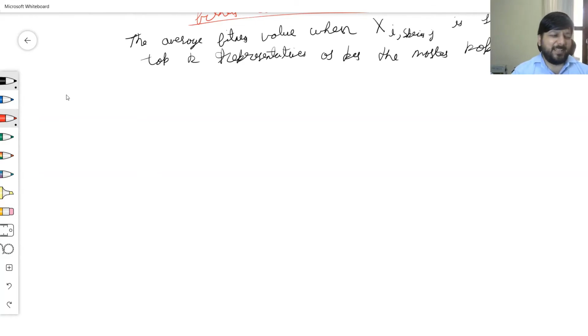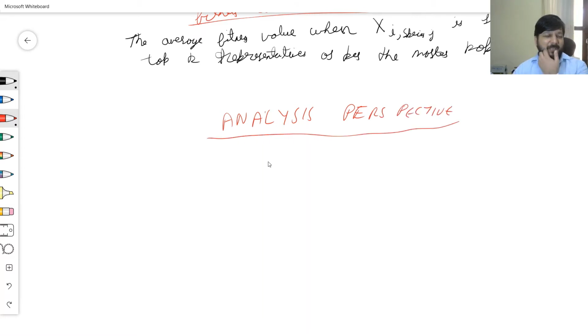Now let's talk a little bit about the same algorithm from an analysis perspective. And I'll be only dealing with coevolution, which is something new. Combinatorial optimization is a well-known problem. So let me only touch upon the analysis perspective of the coevolution part of it. So let's start over with what we started off with.